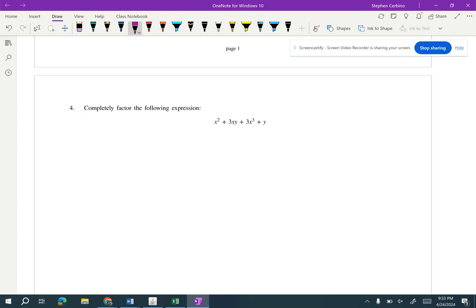So one of the things that you should see right away as soon as you notice this is that it is not written in standard form. In standard form, we want to put the biggest exponents first. So if I rewrite this as 3x cubed plus x squared, again, using that good friend of ours, that commutative property, plus 3xy plus y. Now, if I try and group it, it should work.